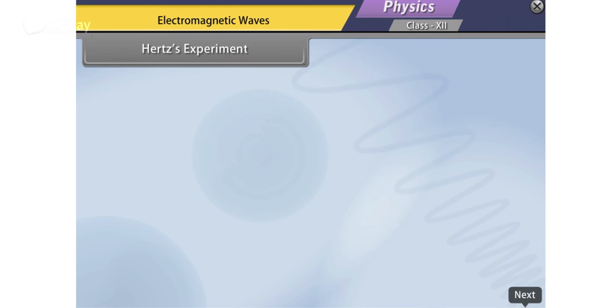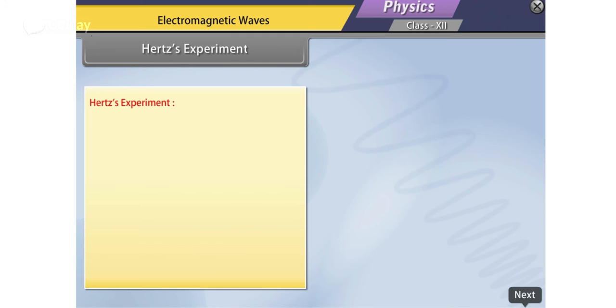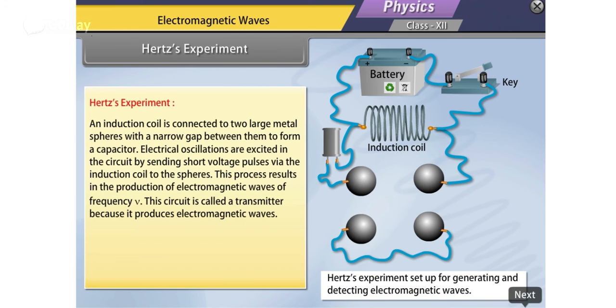Hertz experiment. An induction coil is connected to two large metal spheres with a narrow gap between them to form a capacitor. Electrical oscillations are excited in the circuit by sending short voltage pulses via the induction coil to the spheres, charging one sphere positive and the other negative.